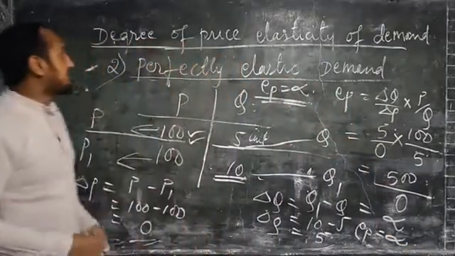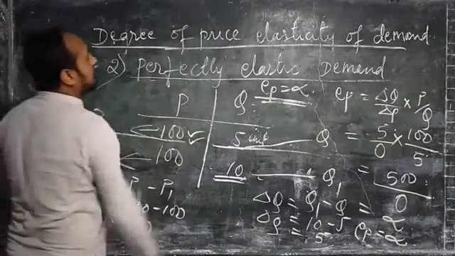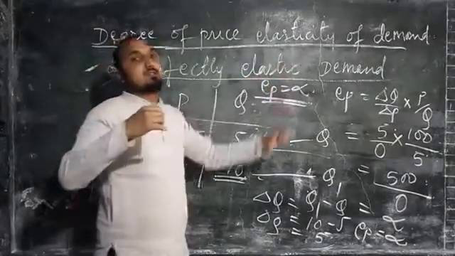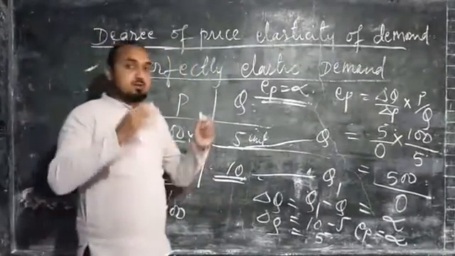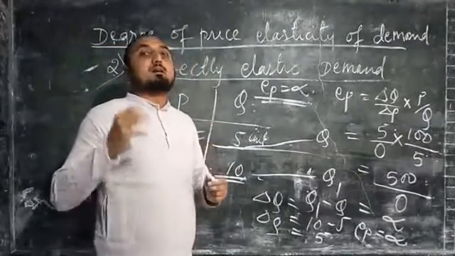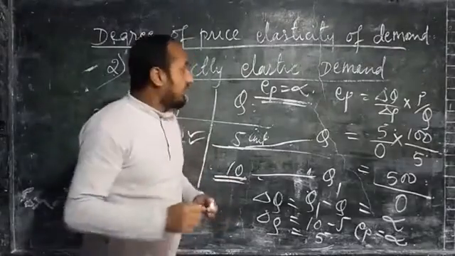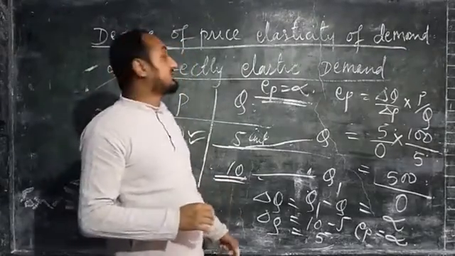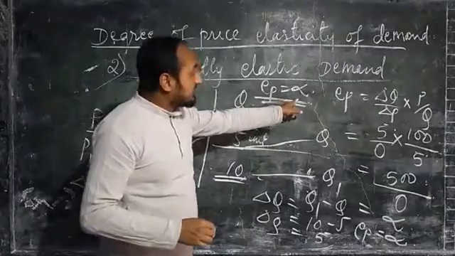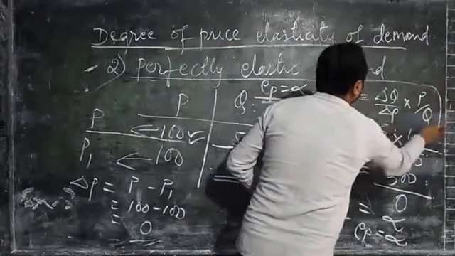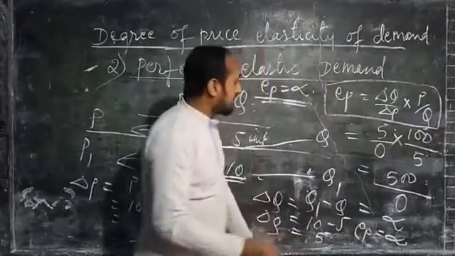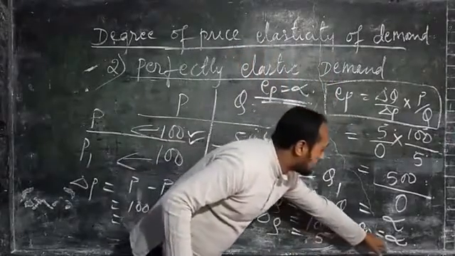So this is the second case, that is perfectly elastic demand, and the definition itself says that the price of the commodity will remain the same, but quantity demanded can change by any amount, and the value of price elasticity of demand will be infinity. This we have already proved with the help of the formula of price elasticity of demand, and finally we got EP equals infinity.